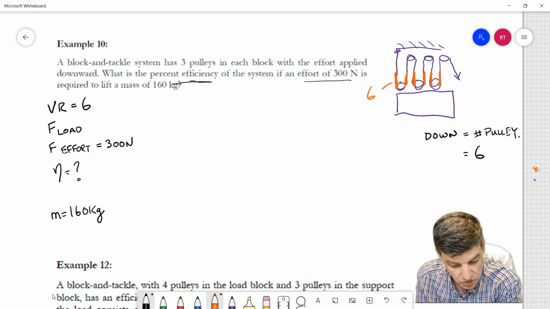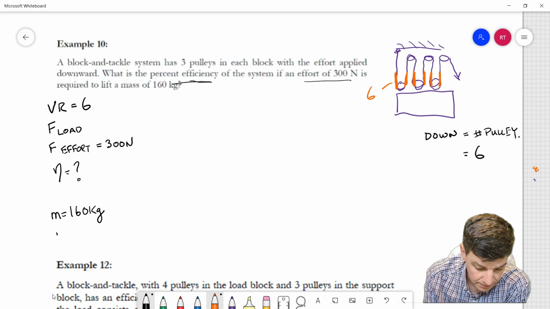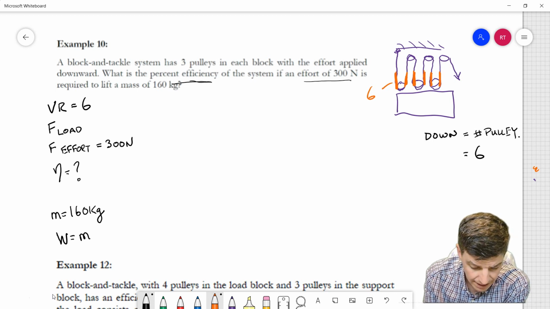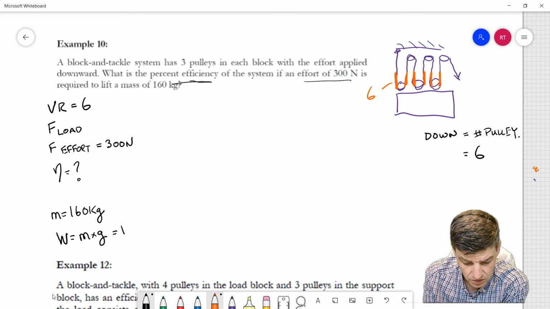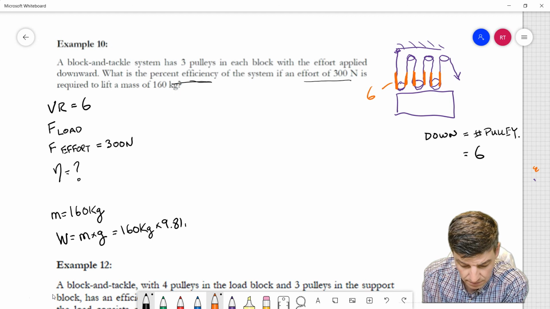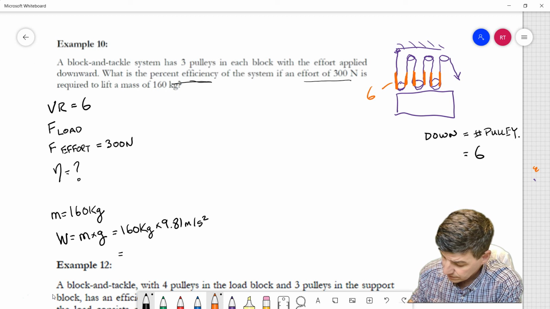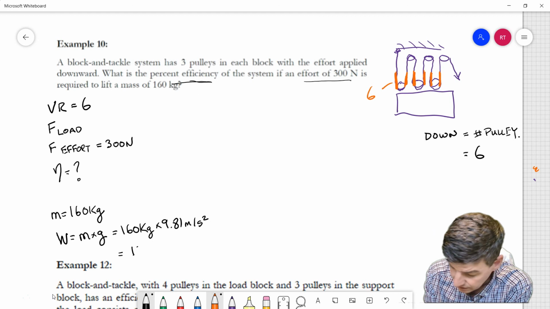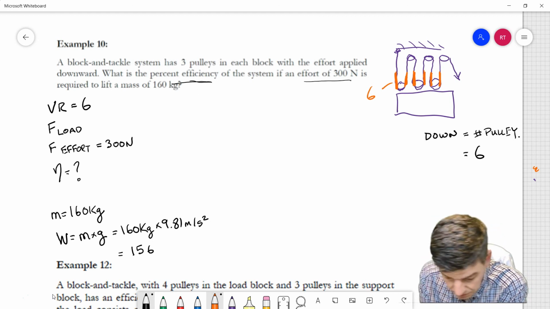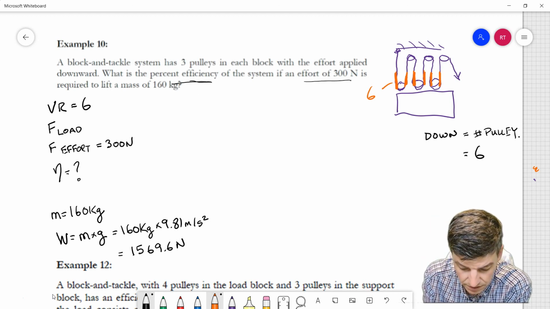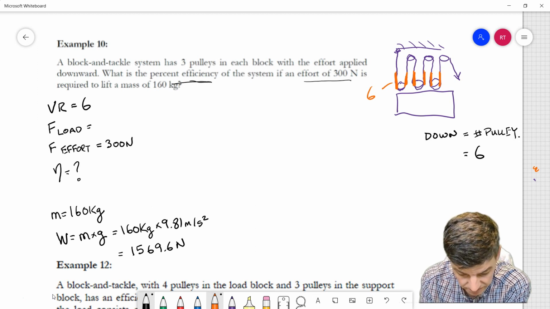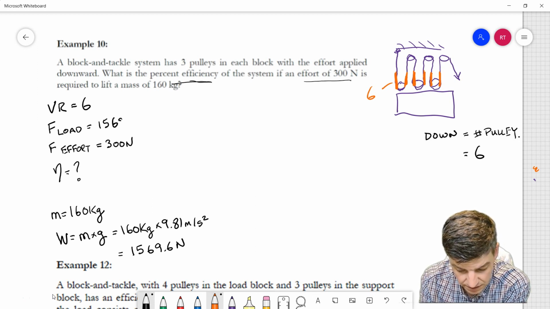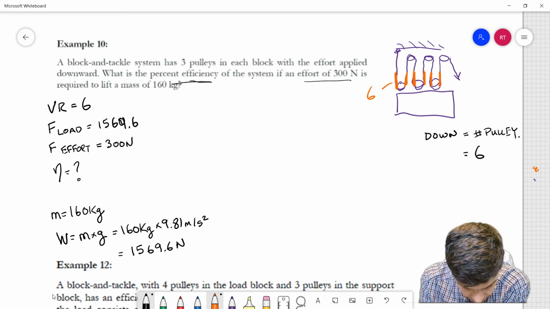In order to turn that into a force, a weight, the weight is going to be equal to mass times gravity. So 160 kilograms times 9.81 meters per second squared is going to give me a value of 1,569.6 newtons. And that would be my force of my load, 1,569.6 newtons.